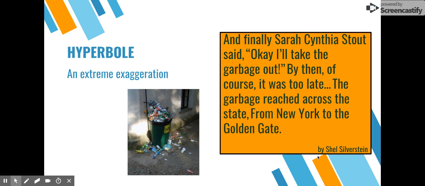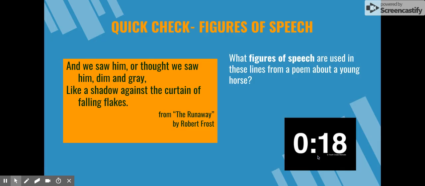Hyperbole is an extreme exaggeration. Okay, I'll take the garbage out. By then it's too late. The garbage reached across the state from New York to the Golden Gate. Well, that's not likely that the garbage would go that far. It's extreme exaggeration, making a point. When you say, I'm starving, or I'm so hungry I could eat a horse, those are both usually hyperbole, the way that we use them.